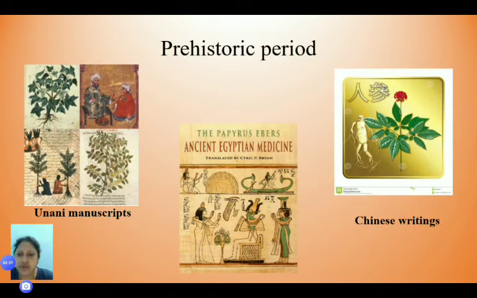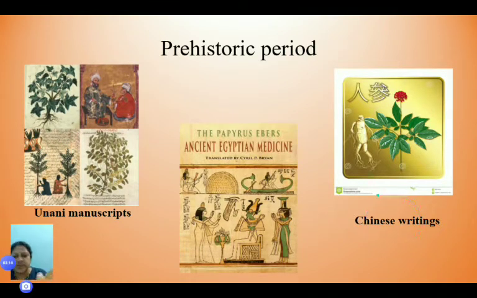In the first picture you can observe the Unani manuscripts, where there were records of how the herbal plants were used. From the picture of the plant you can understand how much importance they gave to herbalism. Next is the Egyptian papyrus, on which they usually wrote. In that also you can see the importance of the plants in highlighting the medicines. Next is the Chinese writing. They also used the herbs.